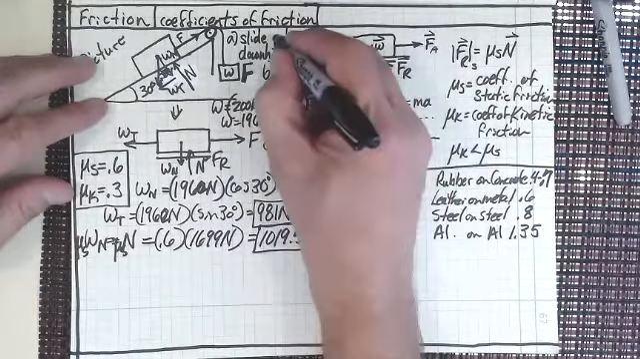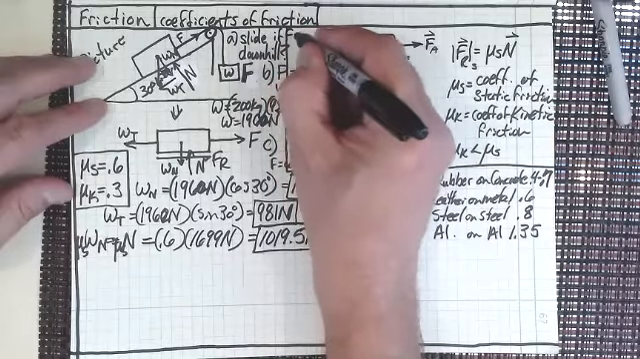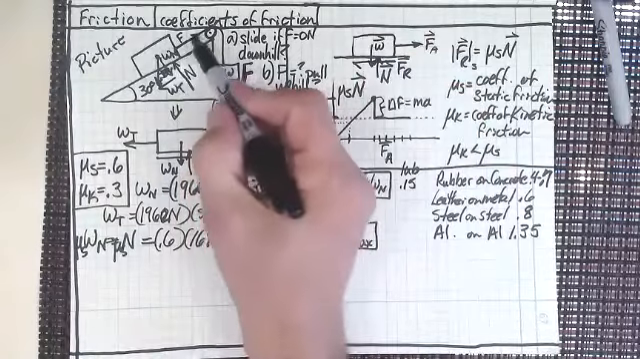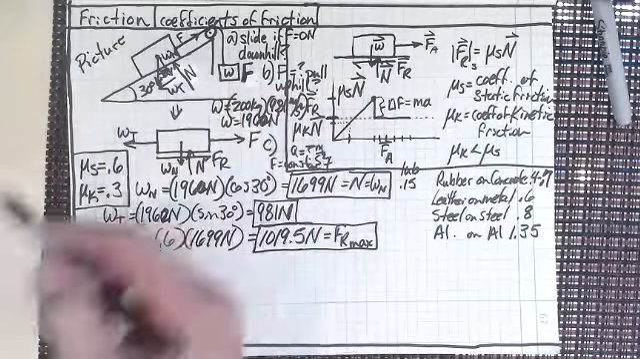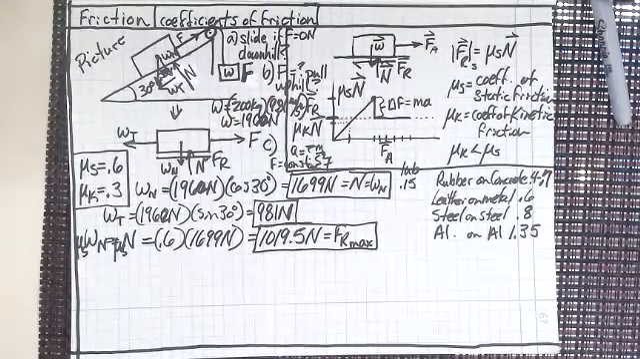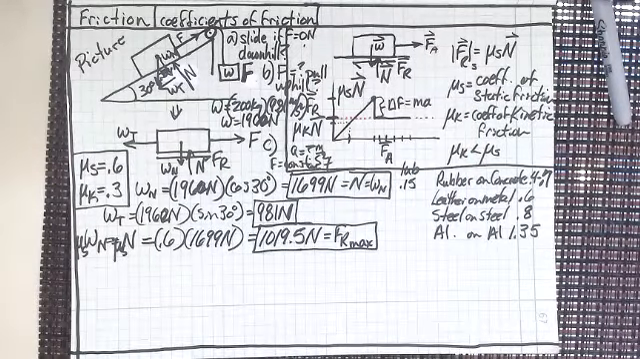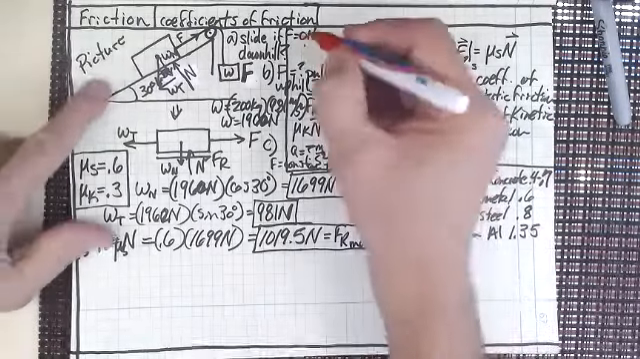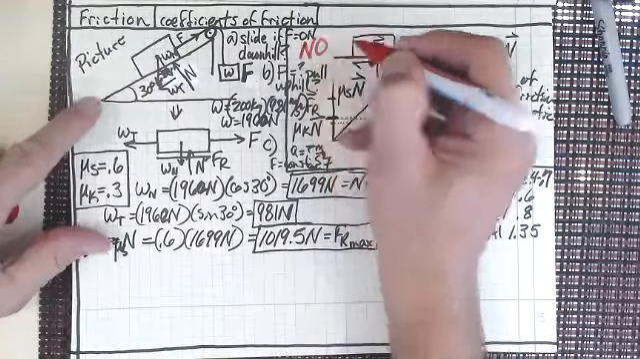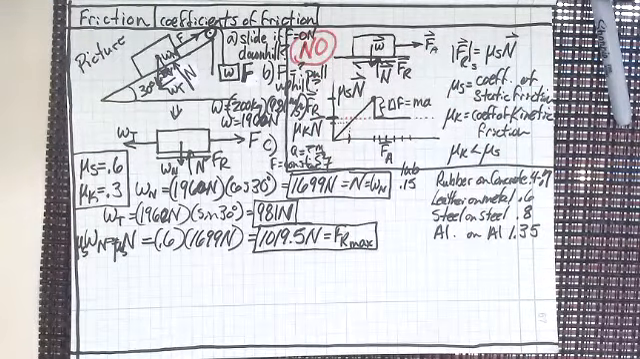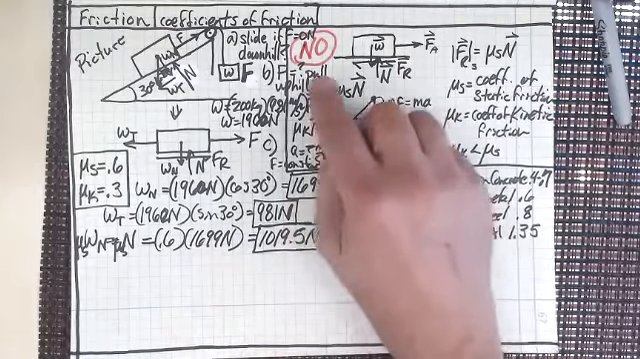Does it slide down here if F equals 0 newtons? If no force is applied, is this going to just slide down the hill? And the answer is no. The answer is no. It's not going to slide downhill.